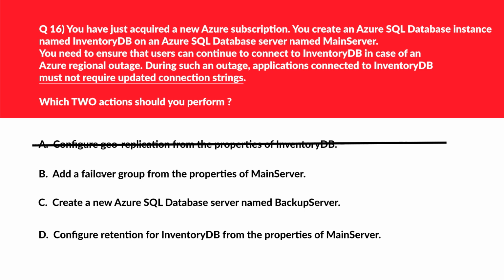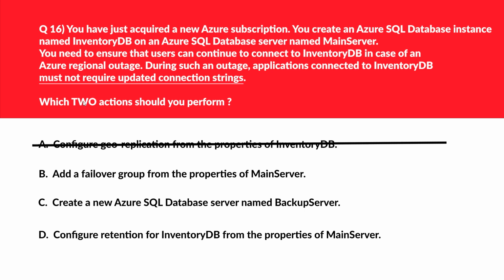Therefore incorrect. Let's move to option B. B says add a failover group from the properties of main server. So this option enables automatic failover without updating connection strings, ensuring continuous availability. Looks good. We'll park this. Let's move to C. C says create a new Azure SQL database server named backup server. A secondary server is required to form the failover group, ensuring availability during a regional outage. So this is another potential answer.